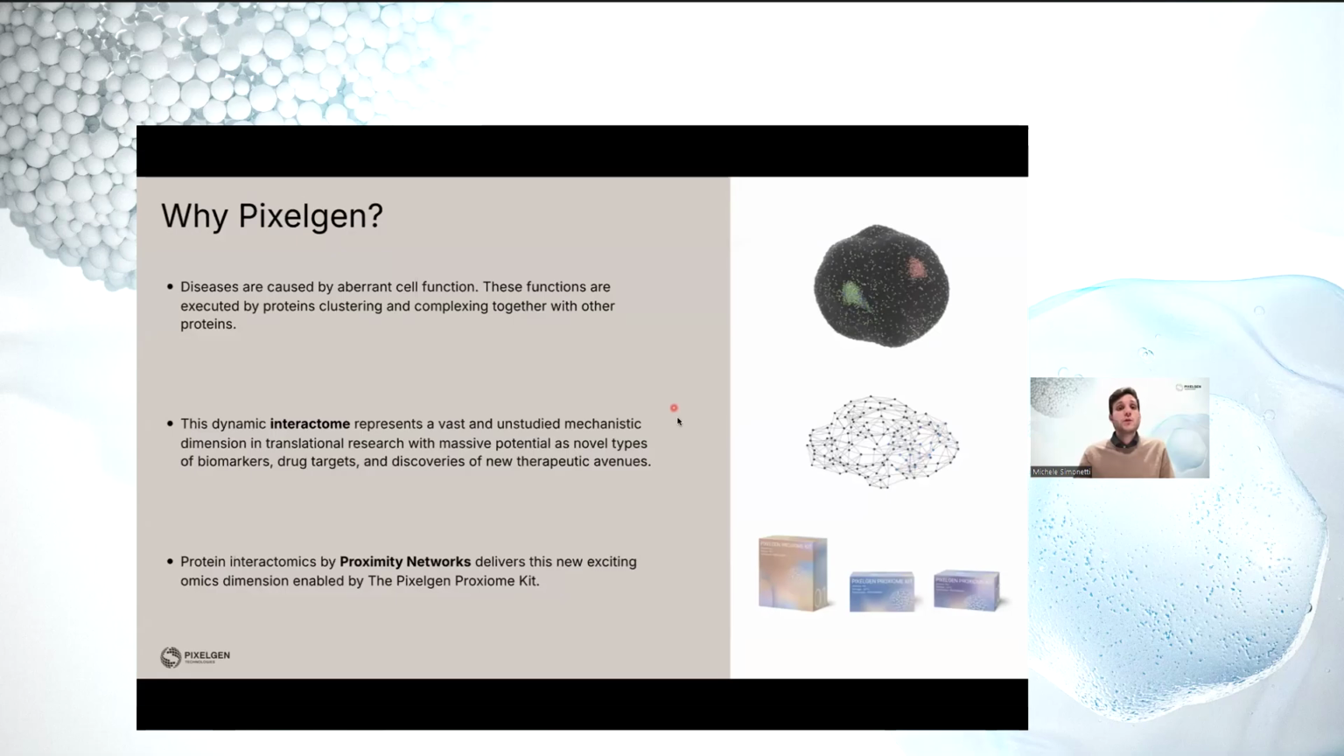And this interactome is very dynamic. It represents a vast and understudied mechanistic dimension in translational research. So for instance, with clinical samples, which has a massive potential as novel types of biomarkers, drug discoveries, and also new therapeutic avenues. And this protein interactomics can be studied now with our assay, the proximity network assay, and with this kit that we are now able to provide you.